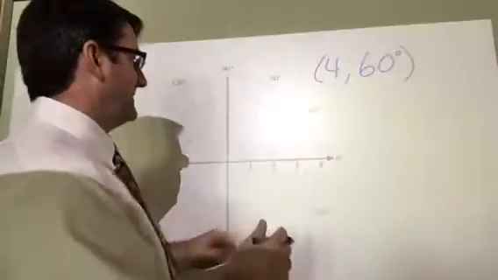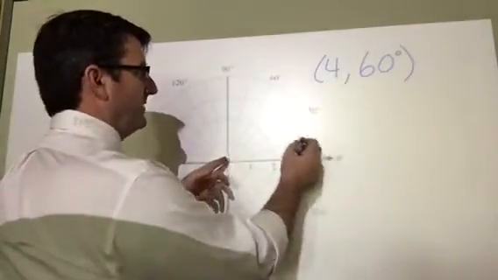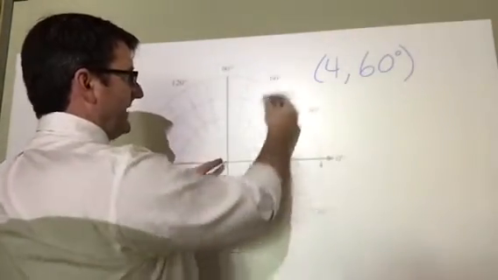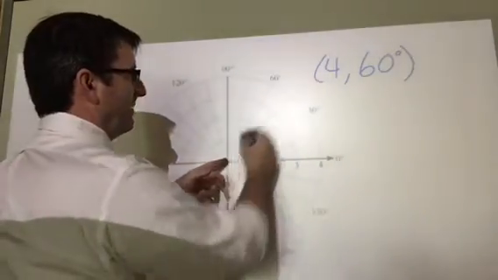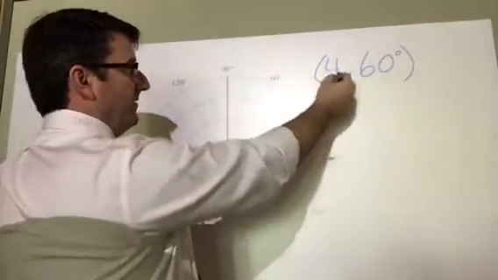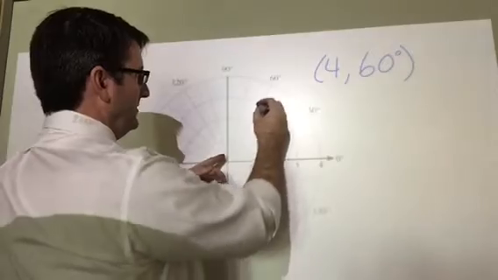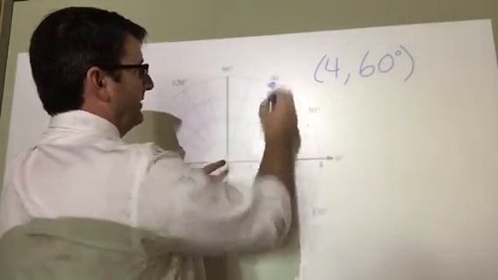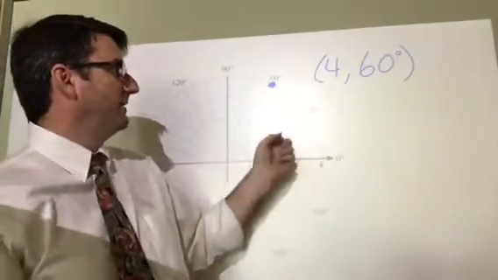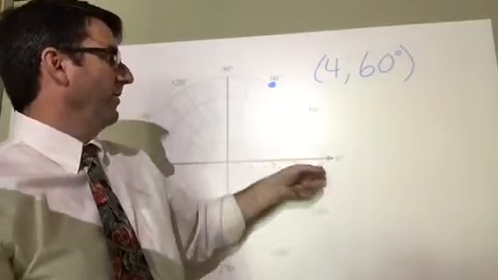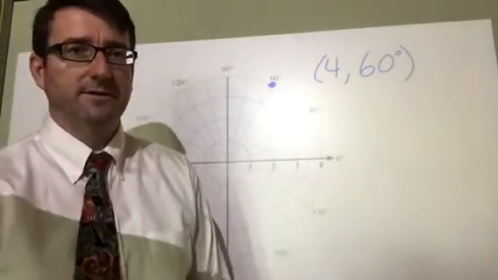All right, so for 60, we're going to first find 60 degrees. That's this angle right here. And we're going out from the center 4 units. So there's 1, 2, 3, and 4 units is going to be right there. So that's the point. Radius of 4, angle 60 degrees.